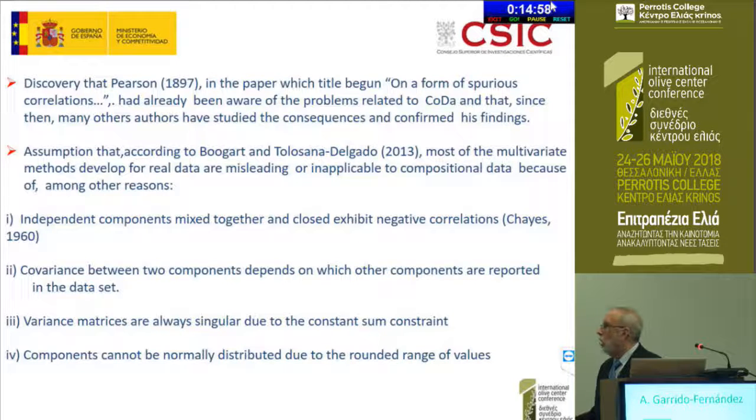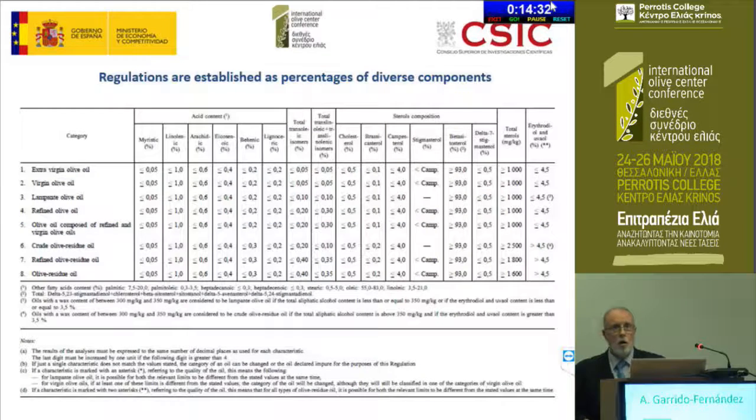The covariance between two components depends on which other components are reported in the data set. Variance matrices are always singular due to the constant sum constraint. Components cannot be normally distributed due to the bounded range of values. Then it's clear that the habitual statistics are not appropriate to treat composition data.